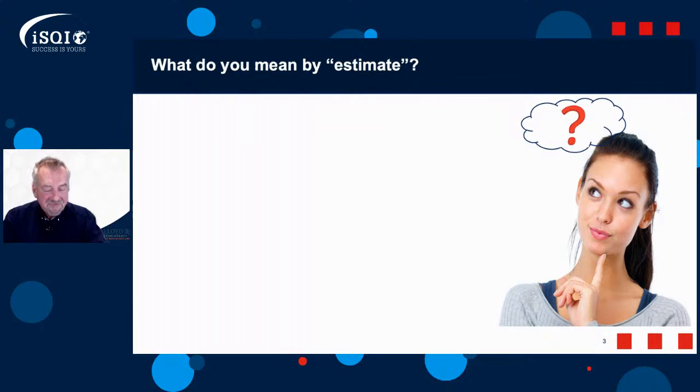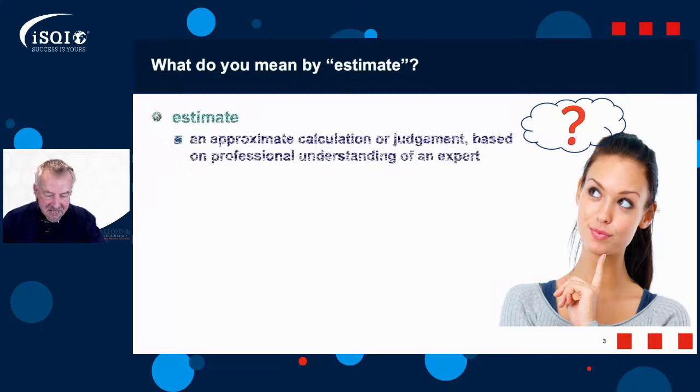So a little bit of introduction about estimation and why it goes wrong. Okay, so when we have that word estimate, if we take it as what it means, the definition of the word estimate is this: it's an approximation based on judgment or professional understanding of an expert. So there's a key word here that people often miss. It's an approximation. It's an approximate calculation.